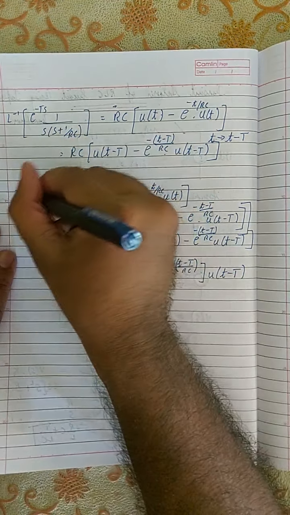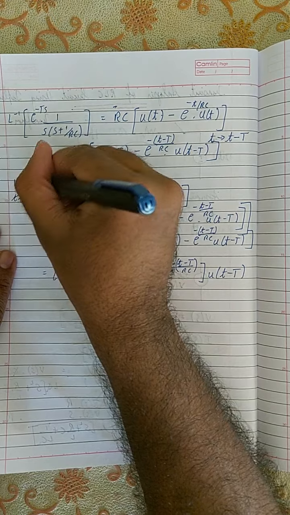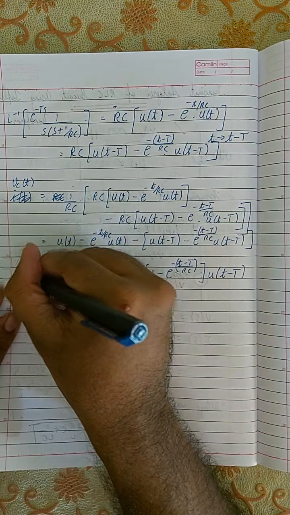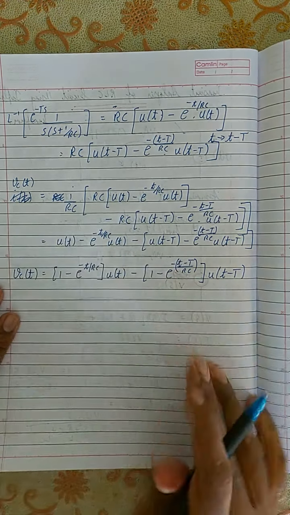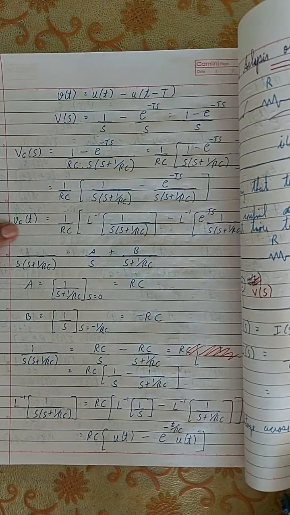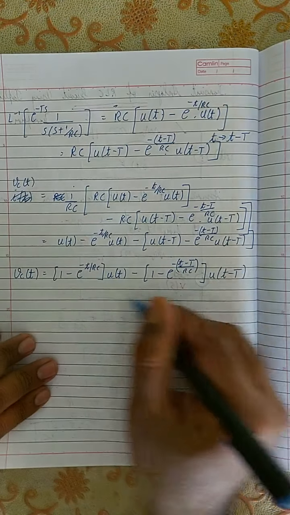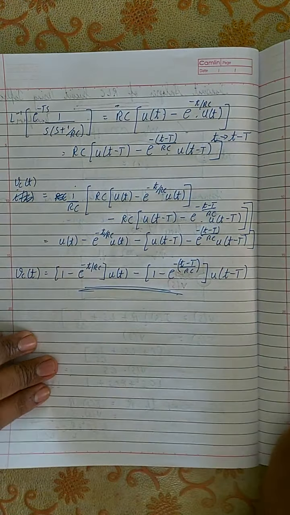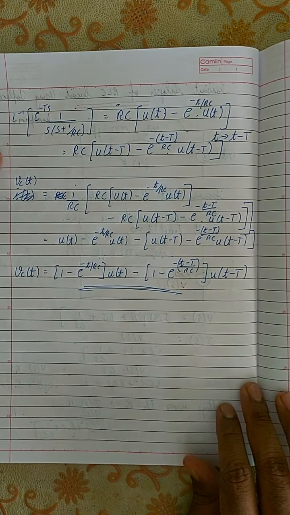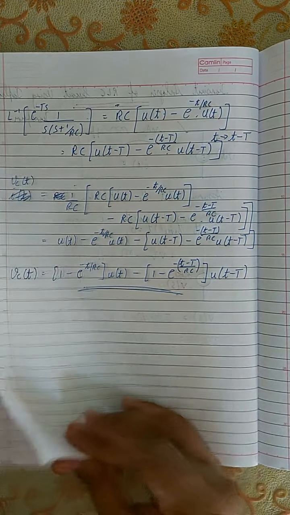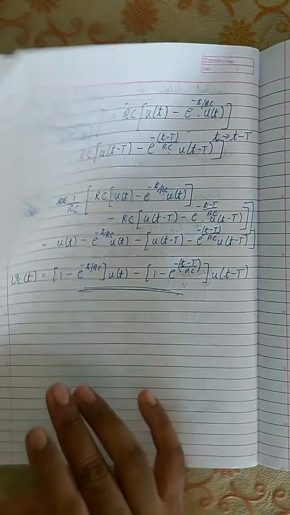This is not the current, this is the voltage across the capacitor, Vc of t. This is the answer. Okay, so this is how we do the problems. Every problem, the steps are the same.